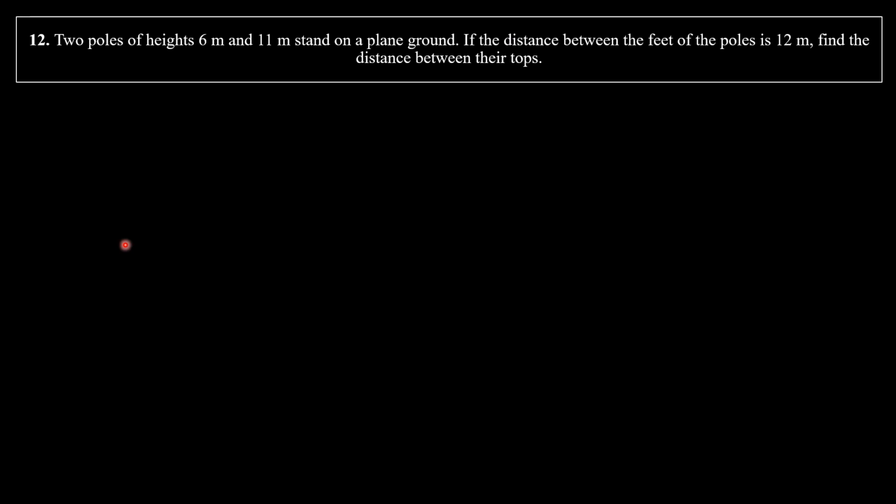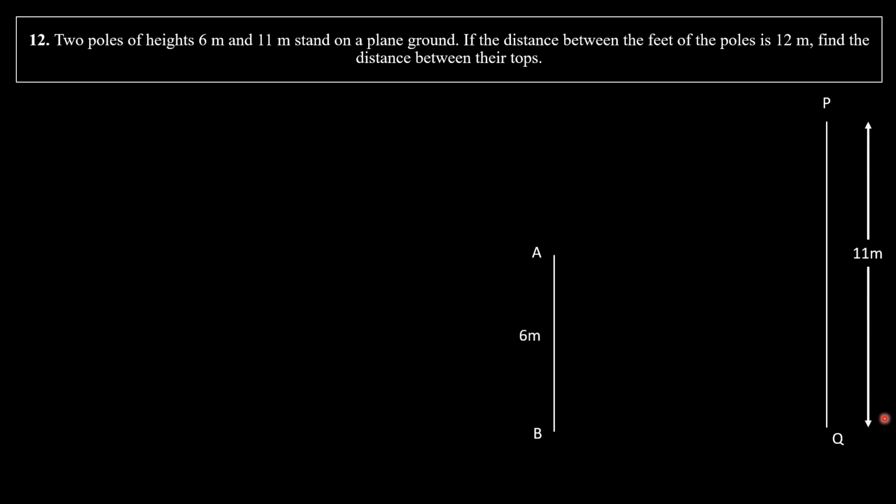So next question. Again, two poles of height 6 meter and 11 meter stand on a plain ground. If the distance between the feet of the poles is 12 meter, find the distance between the tops. So first of all, we'll draw the figure. This is one pole of 6 meter. This is another pole of 11 meter height, right? And the distance between their feet P and Q is given to us, that is 12 meter. We need to find this AP.